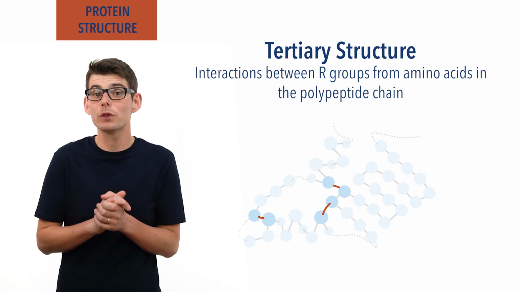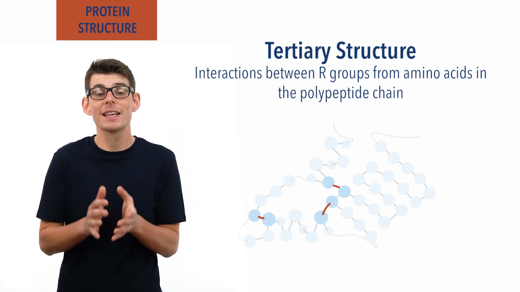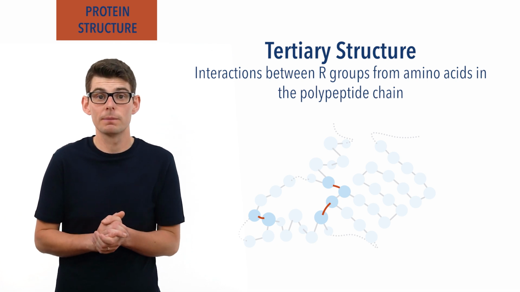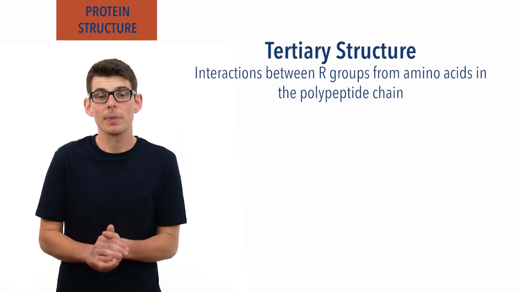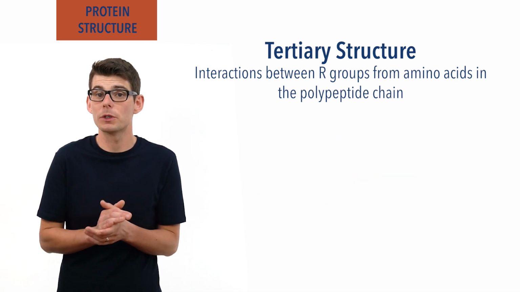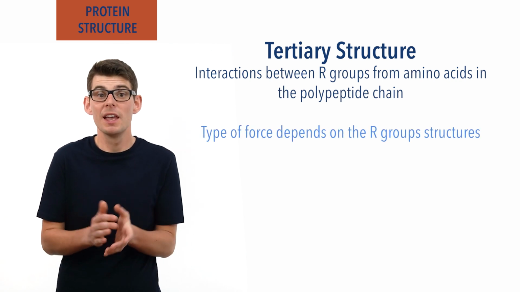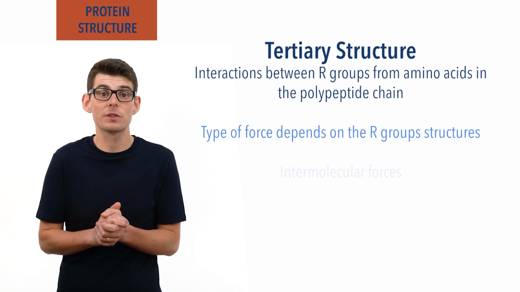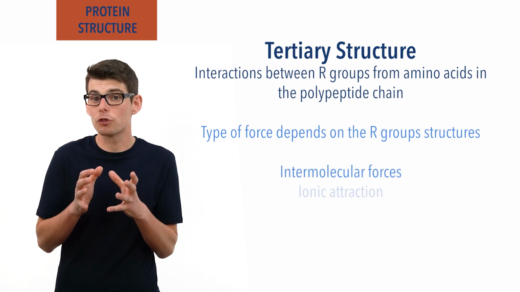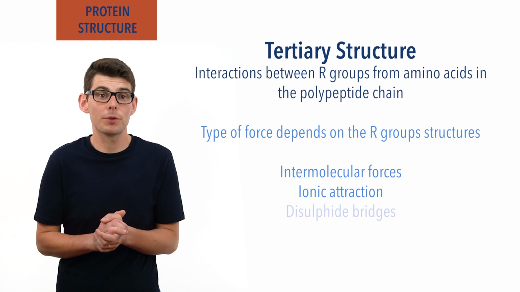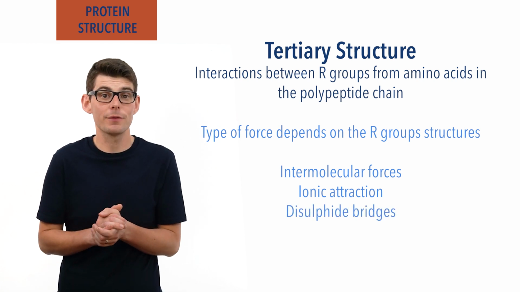R groups have different structures, and only R groups that share similar chemical properties can experience attraction to each other. R groups with different properties can even repel each other. The types of forces that form between R groups depend entirely on the R group specific structure, and these can include intermolecular forces, such as hydrogen bonding and van der Waals interactions, ionic attraction, and disulphide bridges, where two sulfur atoms from different R groups can bond together.